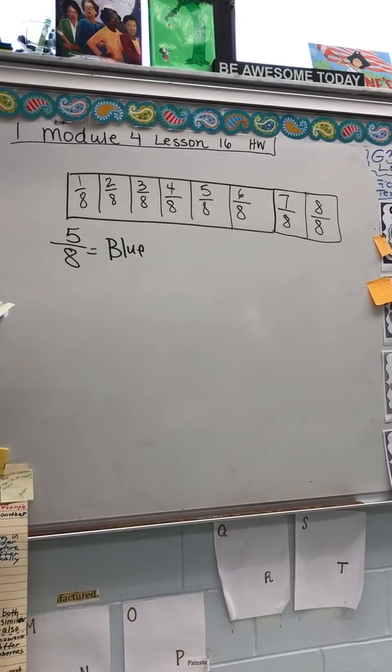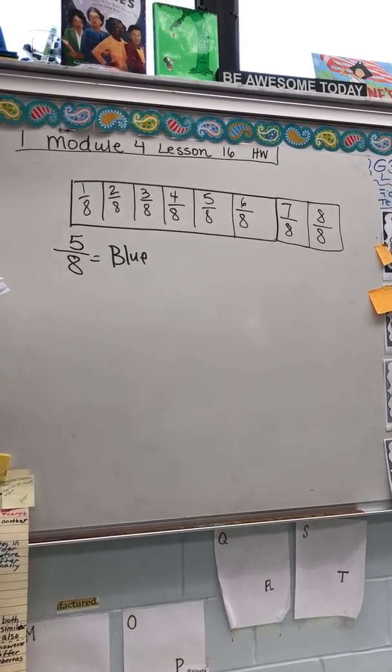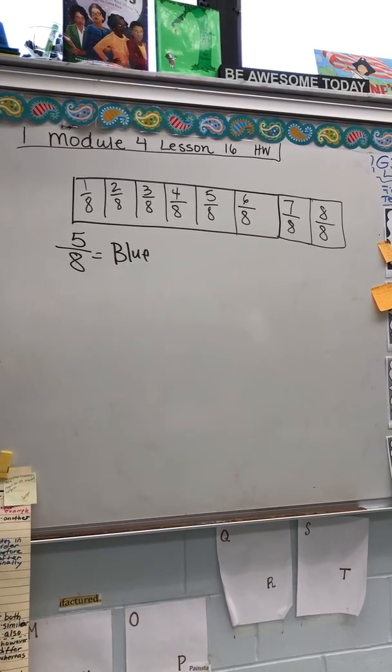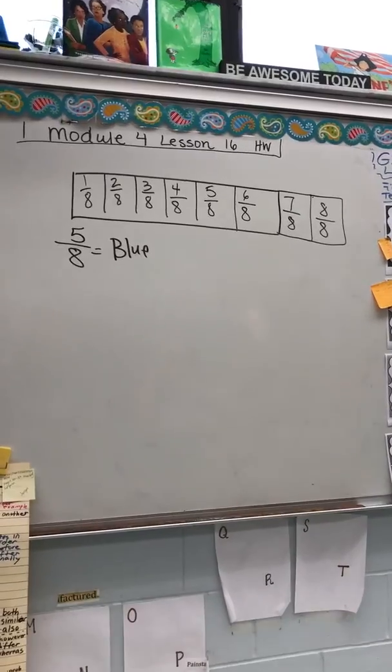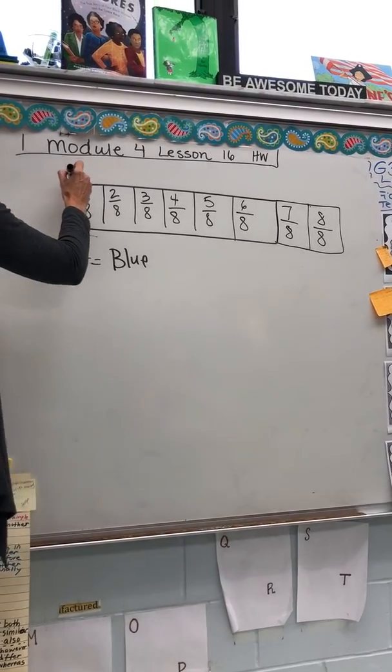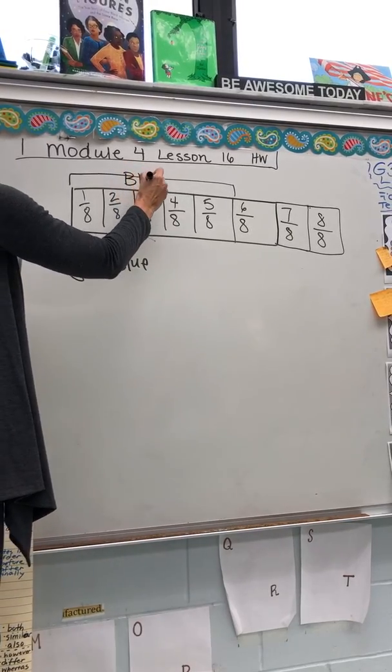We're working on number 2. We know that 5/8 of the vote are for blue. So what we've done is we've drawn what a whole eighth looks like. Does everybody understand that? Okay. We're going to now mark this section here as blue.